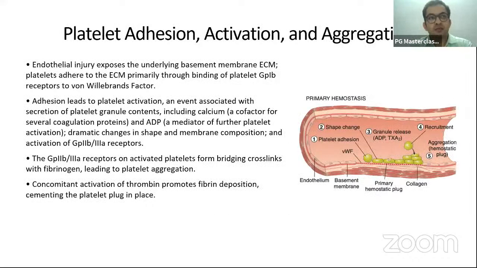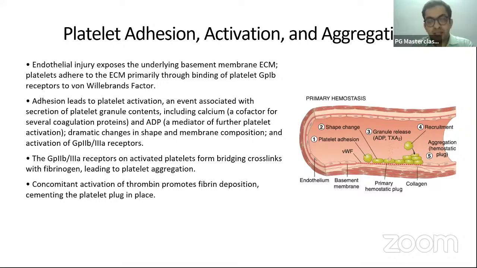The second element which comes into play is primary hemostasis, which is done by the platelets, namely platelet adhesion, activation, and aggregation. Platelet adhesion is the main function of von Willebrand's factor. The platelets have glycoprotein GP1B, which binds to von Willebrand's factor on the extracellular membranes. As soon as adhesion takes place, it leads to platelet activation, which is associated with the release of various granules, namely alpha granules in this case, which include calcium and adenosine diphosphate.